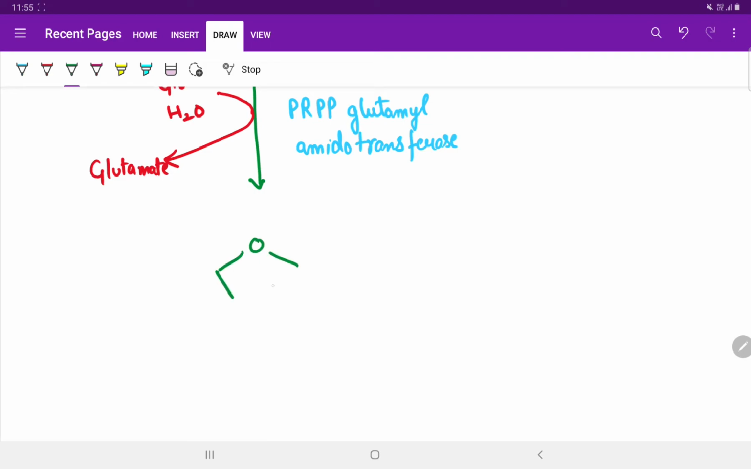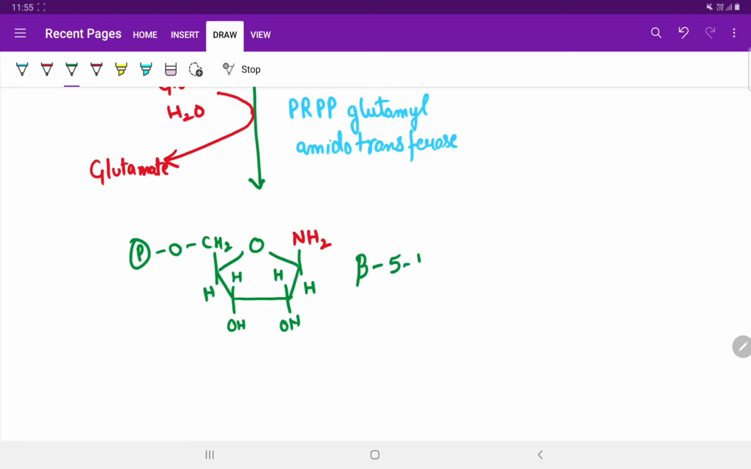So what will be the changes in the structure? Students, these structures seem to be quite difficult, but once you practice them, they are quite easy to draw. So don't be afraid of them. Here there will be an addition of an NH2, and this is known as beta 5-phosphoribosylamine.